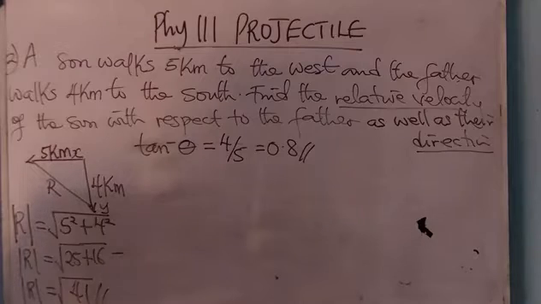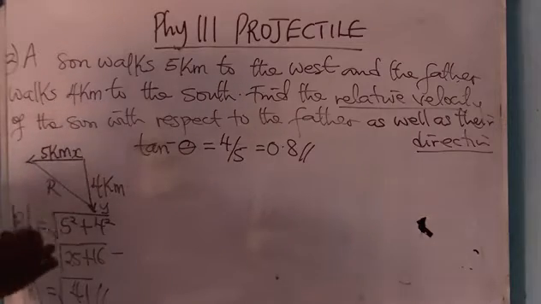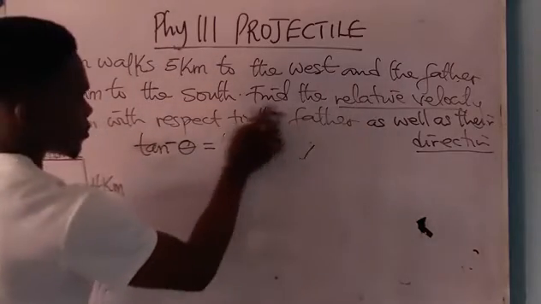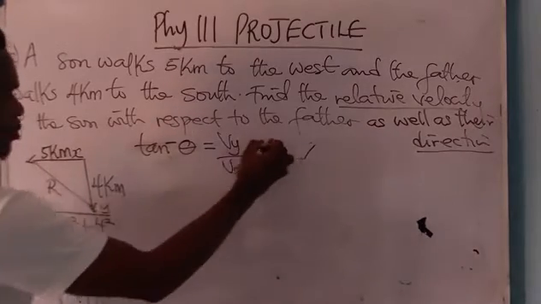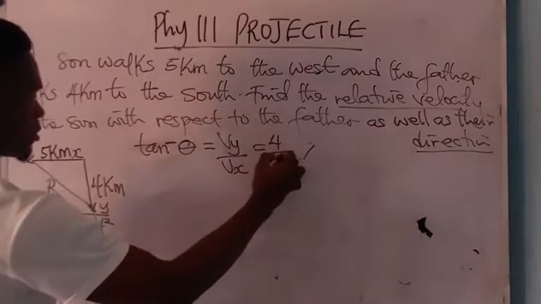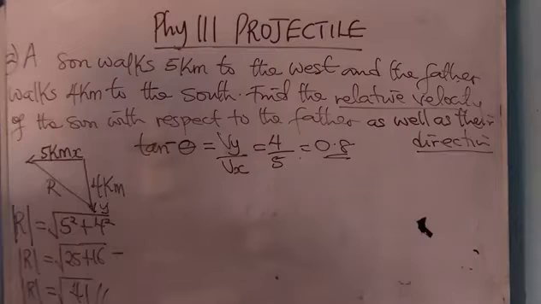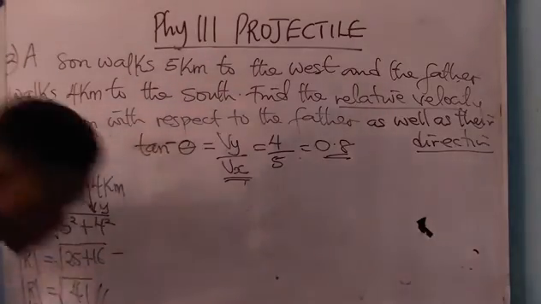Now to calculate the direction of bodies traveling towards different or same direction, you do the tan inverse. The tan inverse of this is simply Vy to Vx, which means Vy is 4 and Vx is 5, and that will give us 0.8. Alright, so that is for that. Don't forget, whatever you get here becomes their relative velocity, and this is the direction. Take note of that.